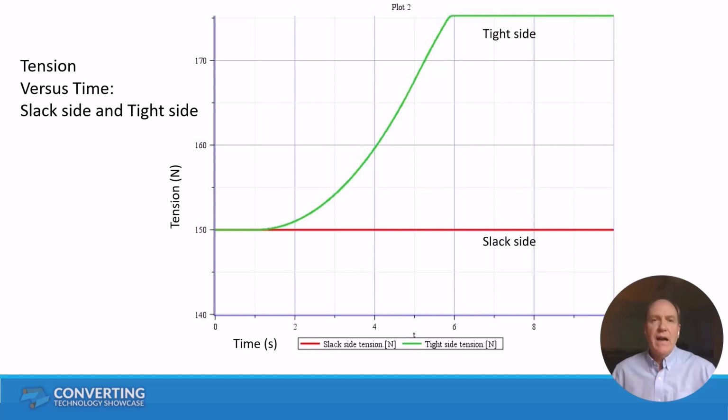Here's an example of the output, and one output from the model, from the simulation. It's showing the tensions as a function of time. As the roll speed is increased, we see the tight side increase in tension, and the slack side stays the same because we have that as a fixed tension. So we're getting up to over 170 newtons on the tight side compared to 150 newtons on the slack side.